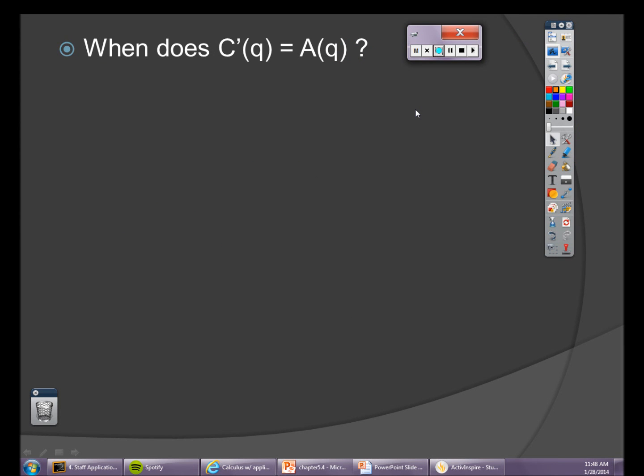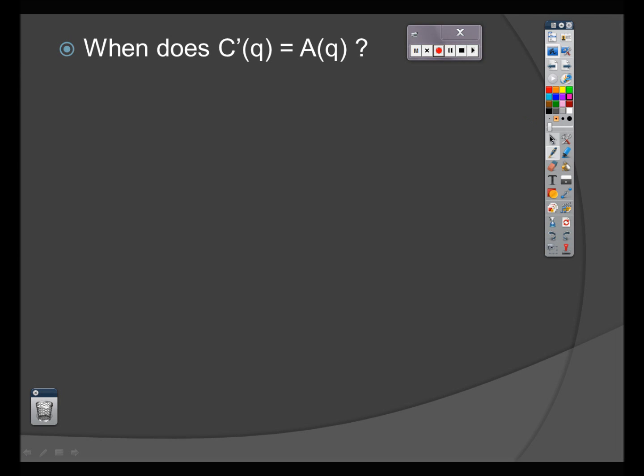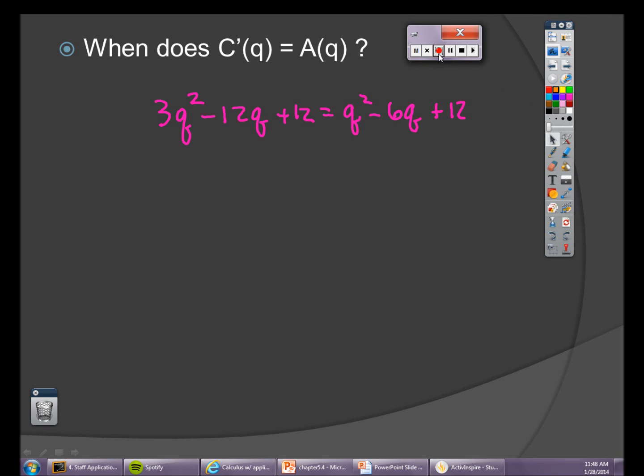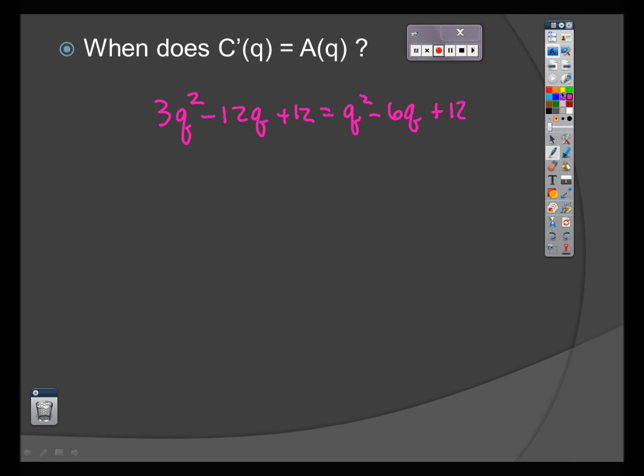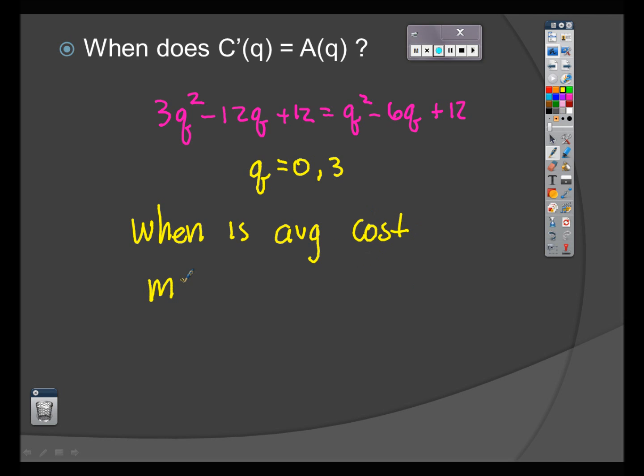And lastly, now I want to know, when does C prime, marginal cost, equal the average cost? Well, just simply set those two equations equal to each other. And then with a little bit of quick algebra here, you will find out that Q will equal 0 and 3. So when is average cost minimized? That's going to happen at these two values, 0 and 3.